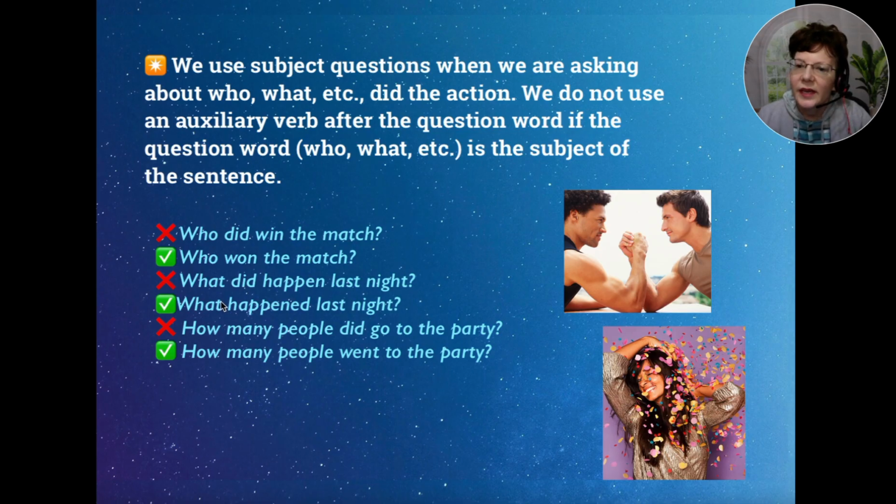And then we have, what did happen last night? Same verb tense. It should be what happened last night, past simple. And then this one: how many people did go to the party? It should be how many people went to the party. So yes, that's what we mean. It just doesn't sound right when you add the verb do in there.